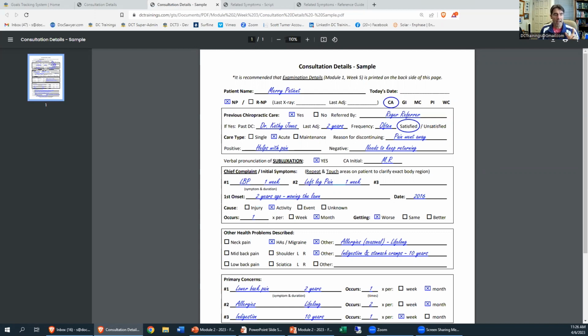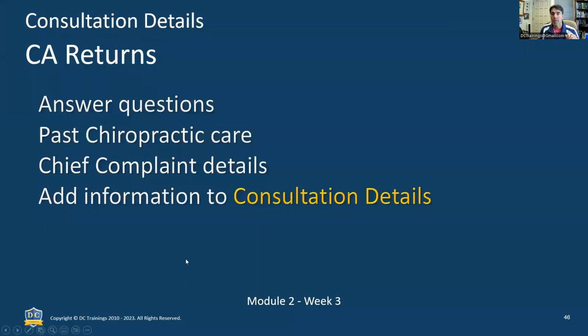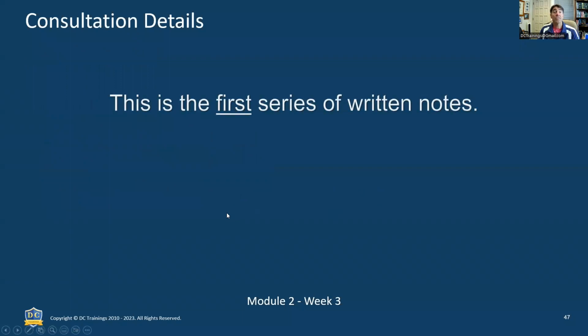So let's jump back over to our screen now. We add this information to the consultation details, and that's the first time we write that down. So we just write that down, and it takes a minute. It's kind of quiet, but the patient's thinking about what we just talked about, so it's okay that it's quiet, and then we move on.